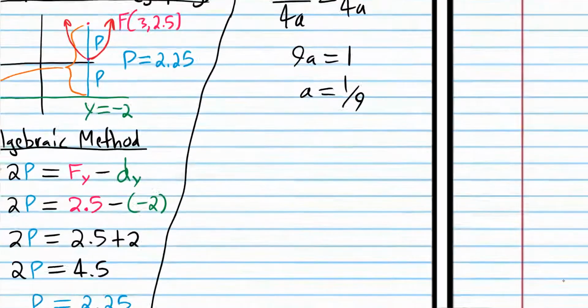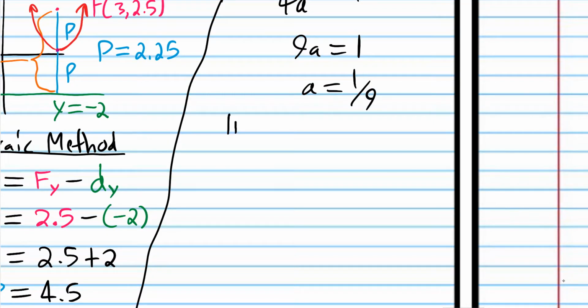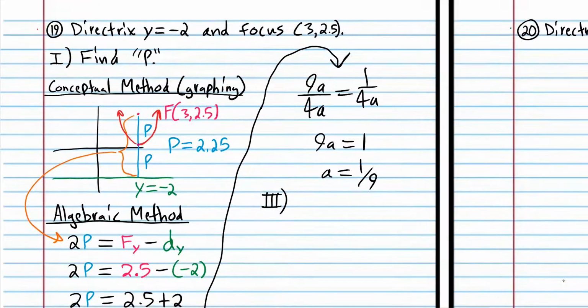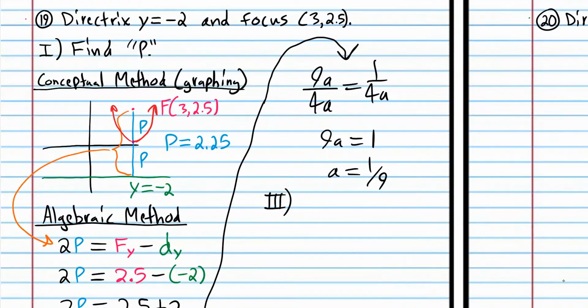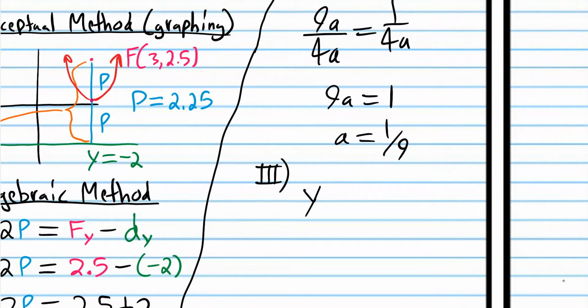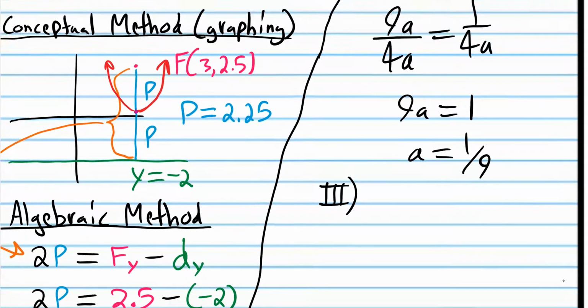So now we have a, but we have to find the vertex. We have to know the vertex and a to plug in, or to find the equation, because remember we're going to use vertex form. We need a and h and k. We found a, but we don't have h and k in this problem.